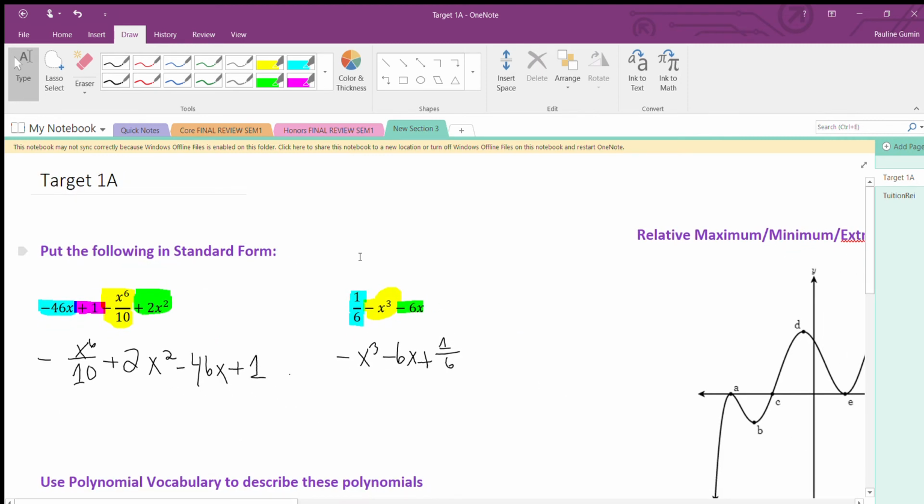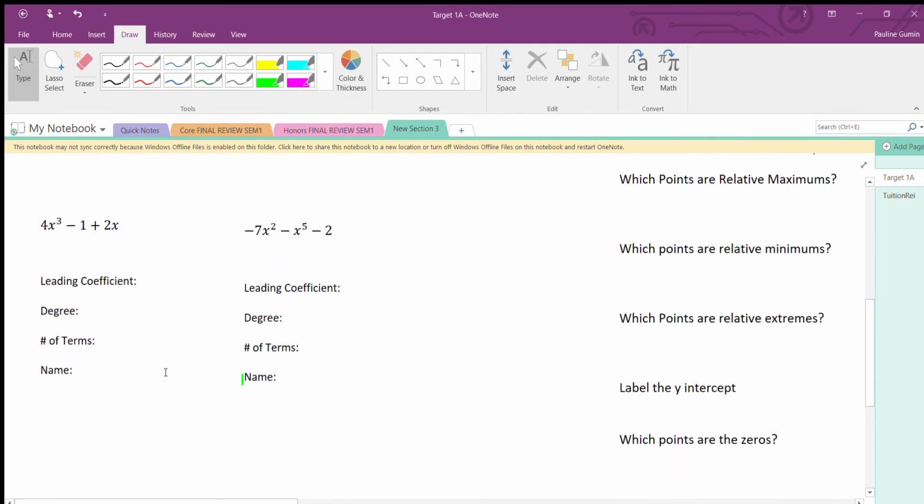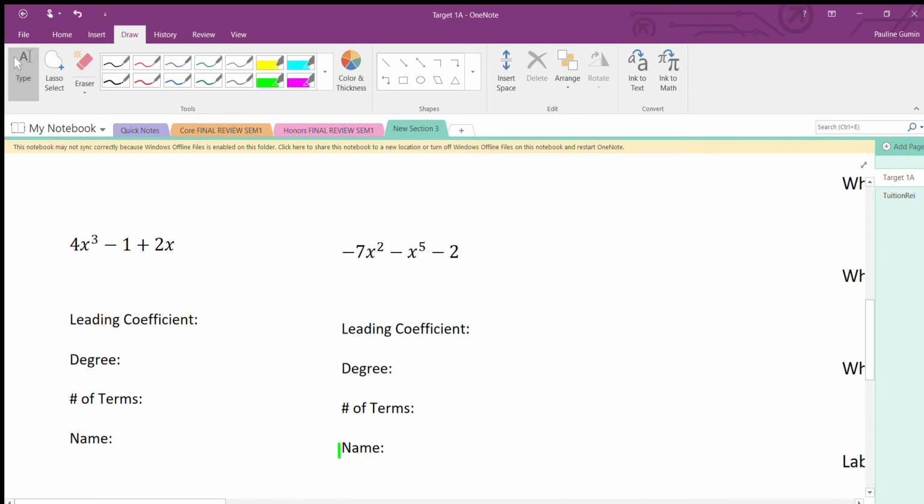After we were able to rearrange these polynomials, we gave ourselves some words to describe them. So let's look at that. Right, the first thing we did is we rearranged our polynomials. So let's do that first. Let's make sure to write them in standard form.